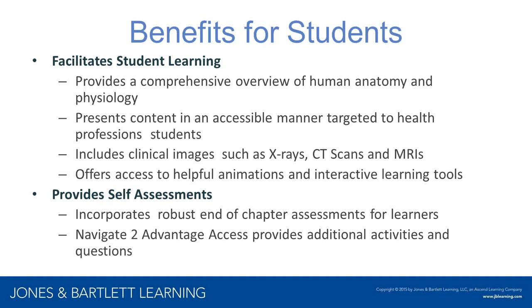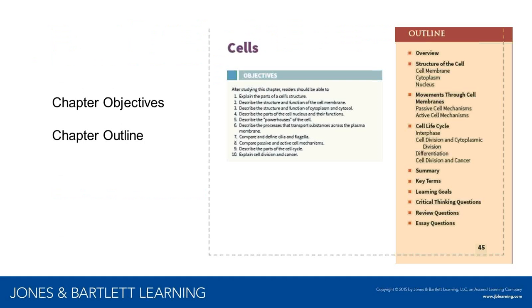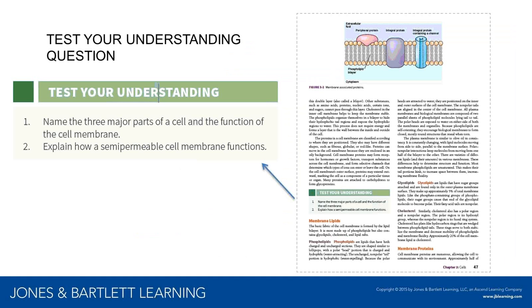One example of the chapters that you can see, I selected chapter 3, for example, the cell. You can see the book has 10 objectives, an outline, and the next slide is showing the figures. Some of my chapters have 10 to 15 various figures and tables that explain everything to them.